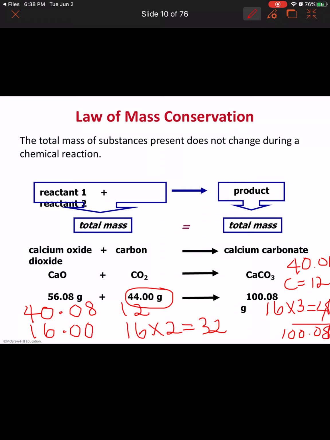Okay, so you can see here mass of the reactants, 56 plus 44 equals 100.08. That's the mass of the reactants, and then the mass of the products also 100.08. So the mass of the reactants is equal to the mass of the products. So that is the law of mass conservation.